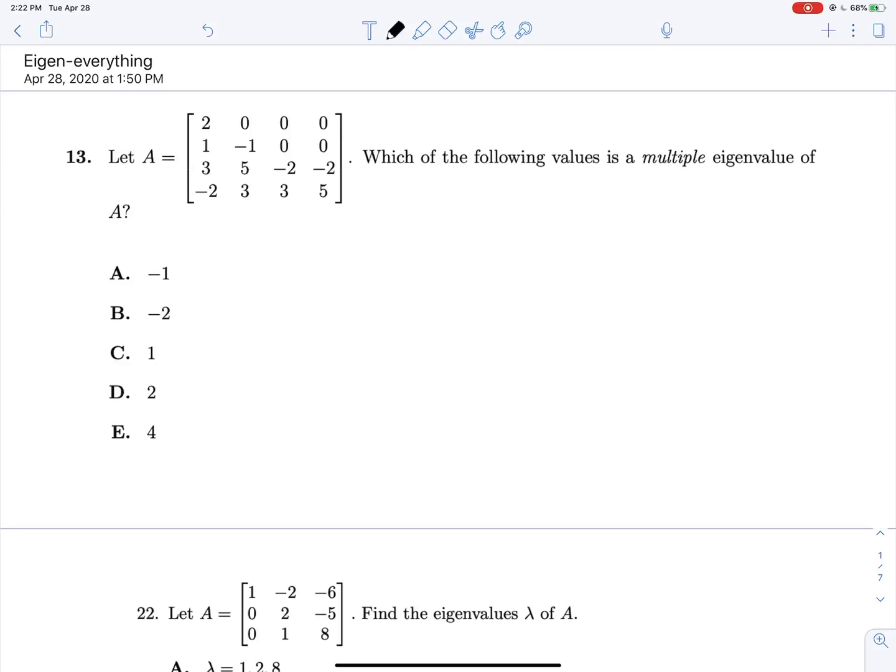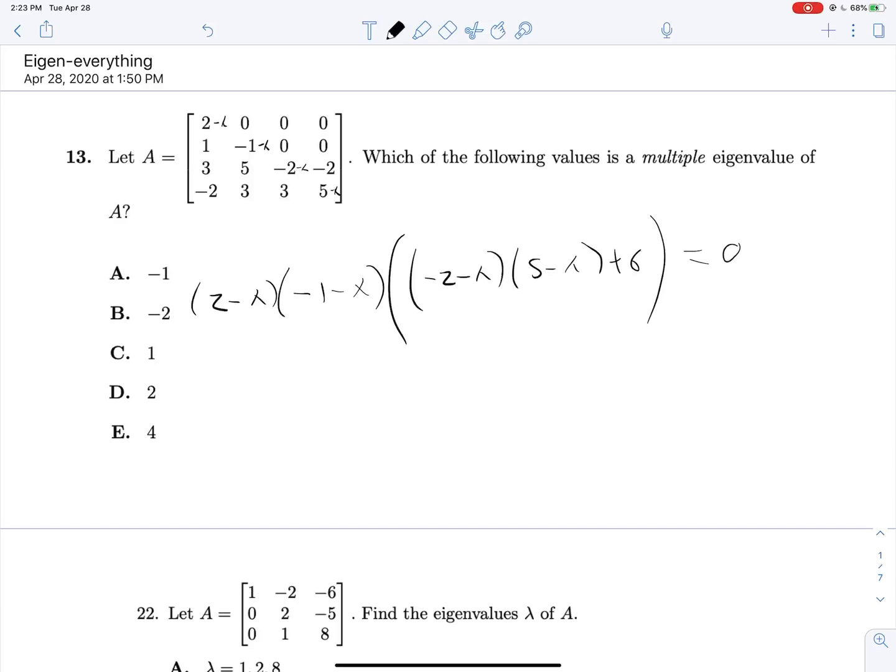So we pretty much need to solve for all of our eigenvalues. If we plug in A minus lambda I into here, we can find our determinant and set that equal to 0. We can pull out 2 minus lambda because it's in a row by itself, and negative 1 minus lambda because it's in a row by itself, and multiply it by the determinant of that matrix right there. So that's 2 minus lambda multiplied by negative 1 minus lambda multiplied by the determinant of this matrix, which is negative 2 minus lambda times 5 minus lambda plus 6 is equal to 0.